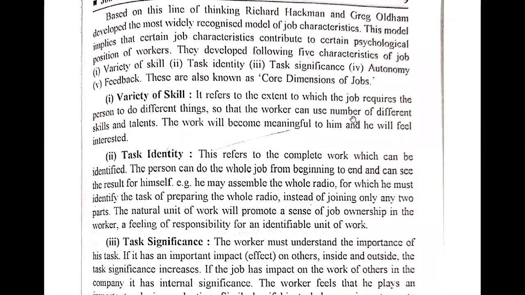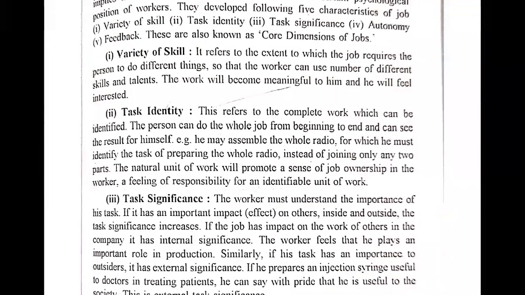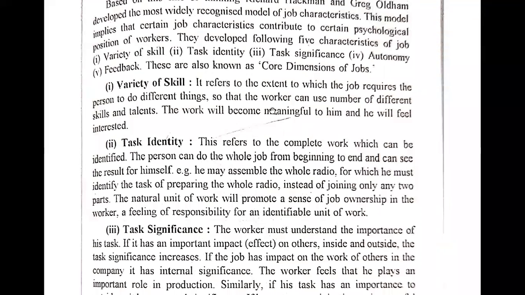So, guys, in the job characteristics model, we are given five different points. Let's see them one by one. The first one is variety of skill. It refers to the extent to which the job requires the person to do different things so that the worker can use a number of different skills and talents. The work will become meaningful to him and he will feel interested.